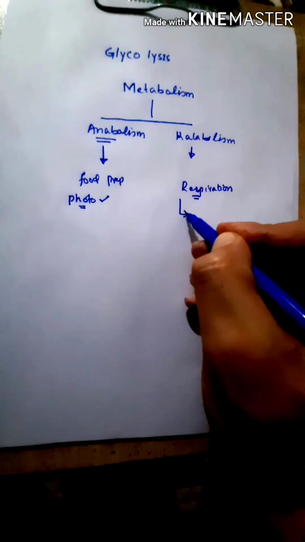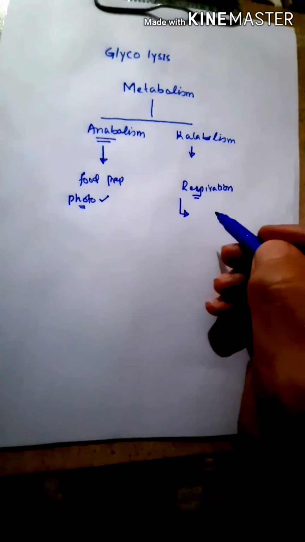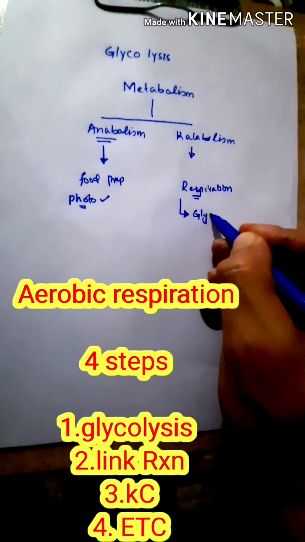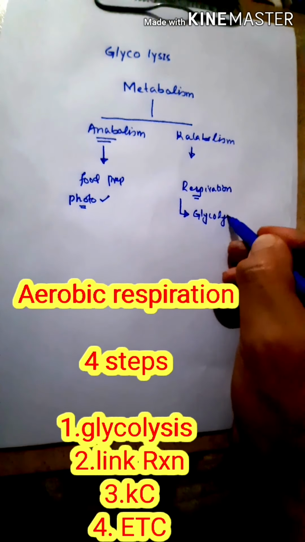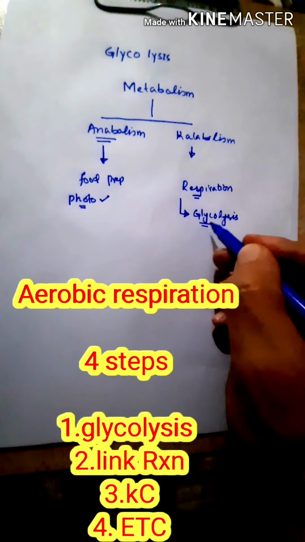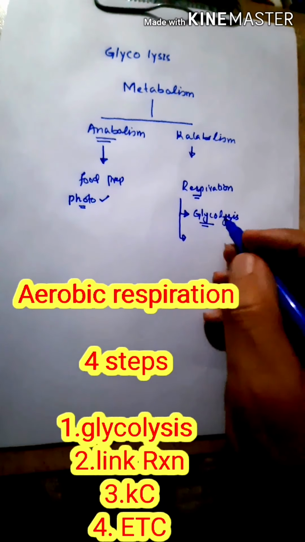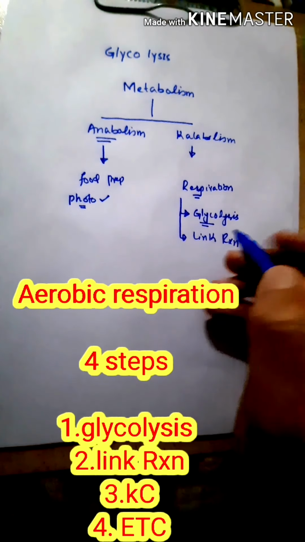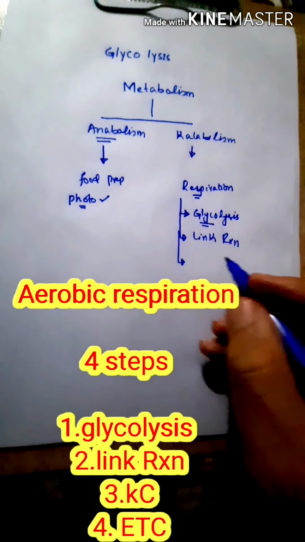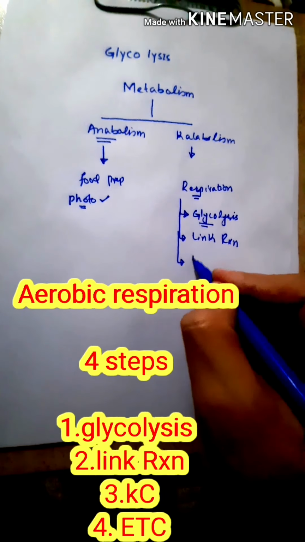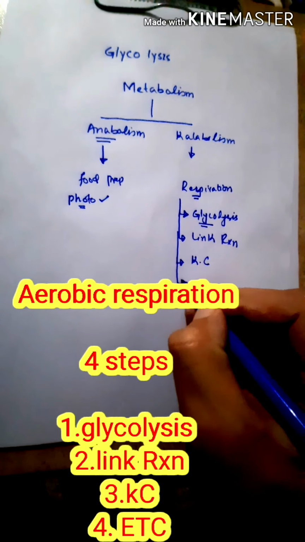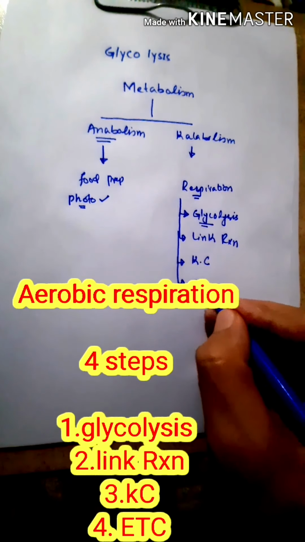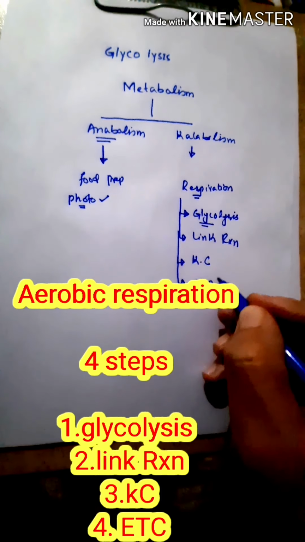Respiration cannot be completed in a single step. It is a multi-step process. The first step of respiration, I'm talking about aerobic respiration, is glycolysis, which we are focusing on here. The second is a short reaction known as the link reaction. The third step of respiration is the Krebs cycle. And the fourth and final step of respiration is the electron transport chain.